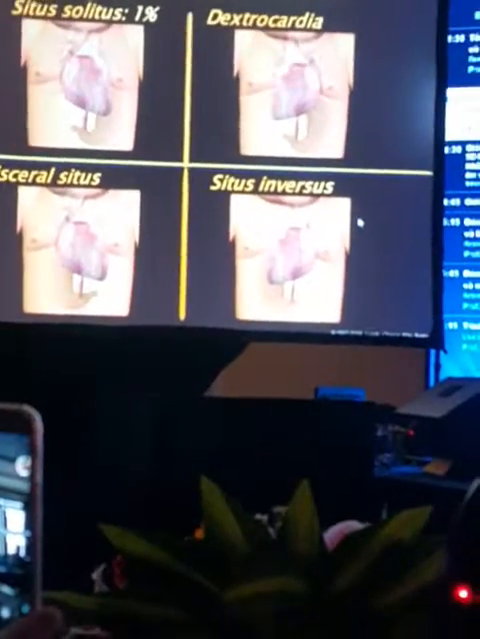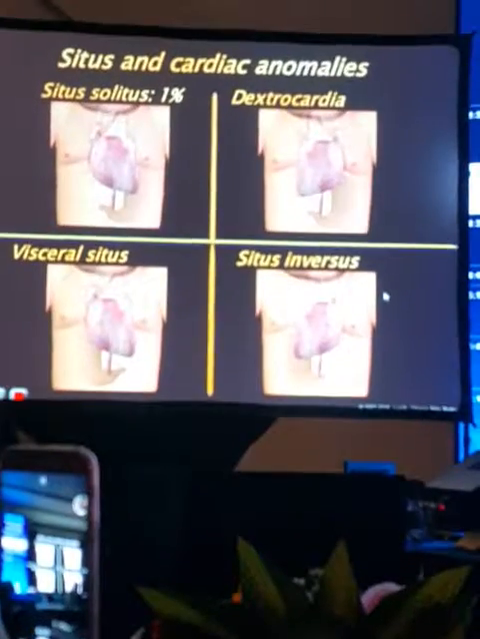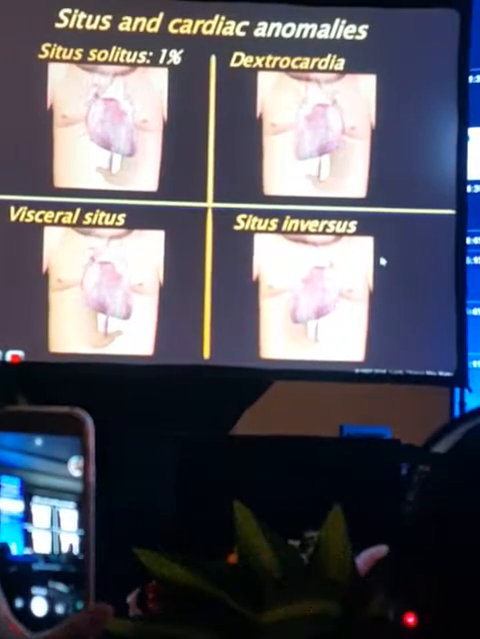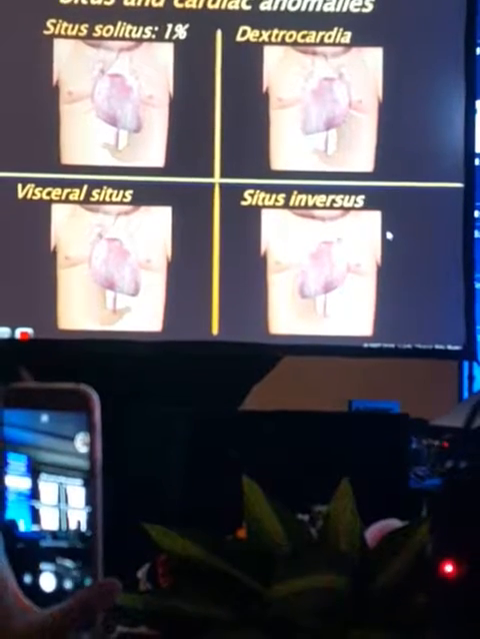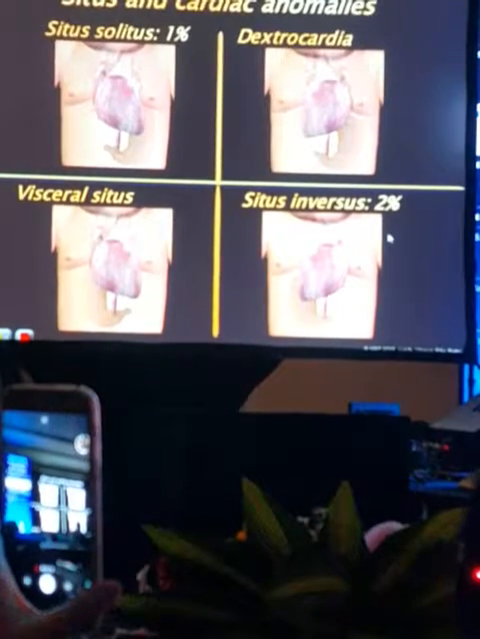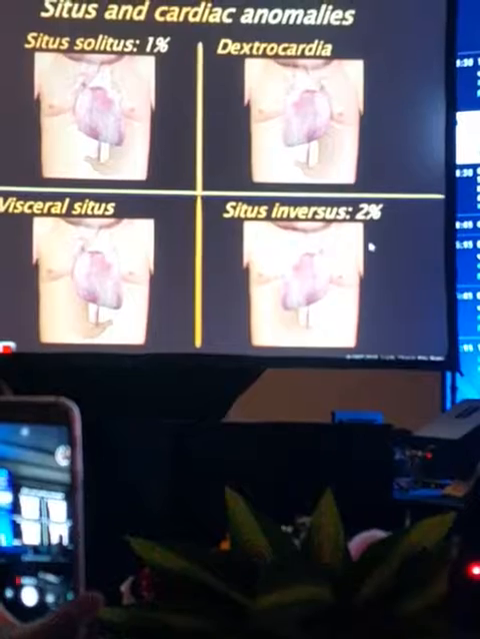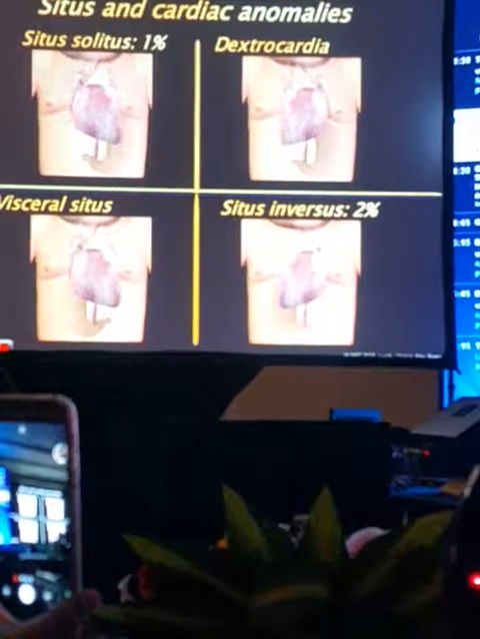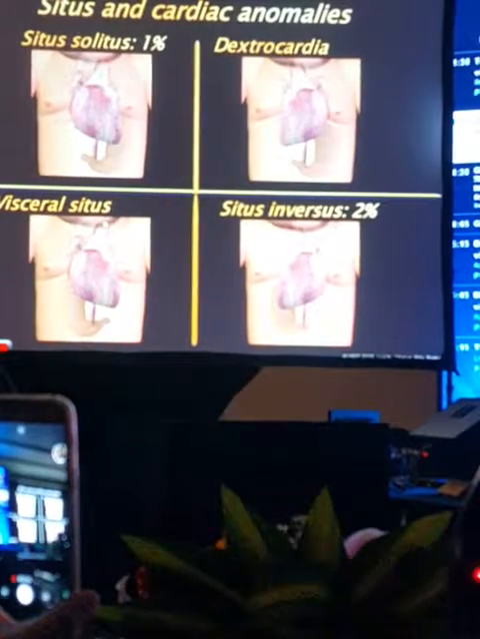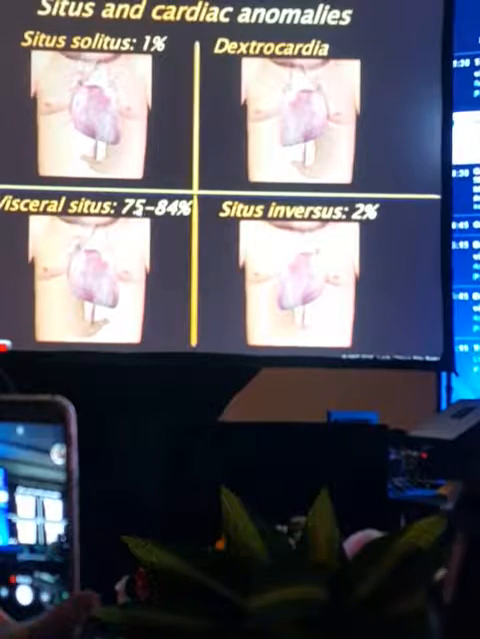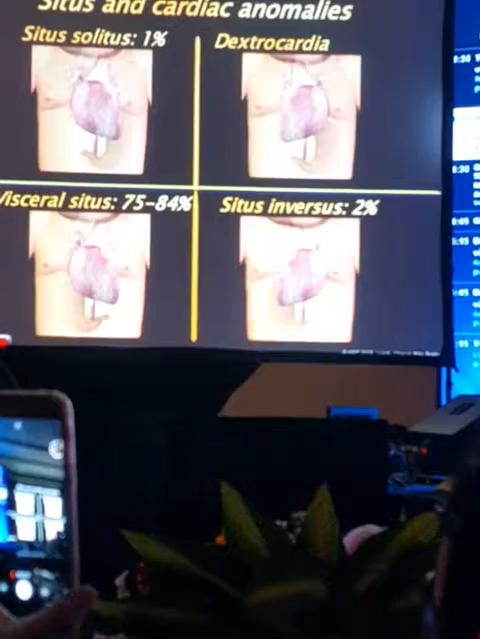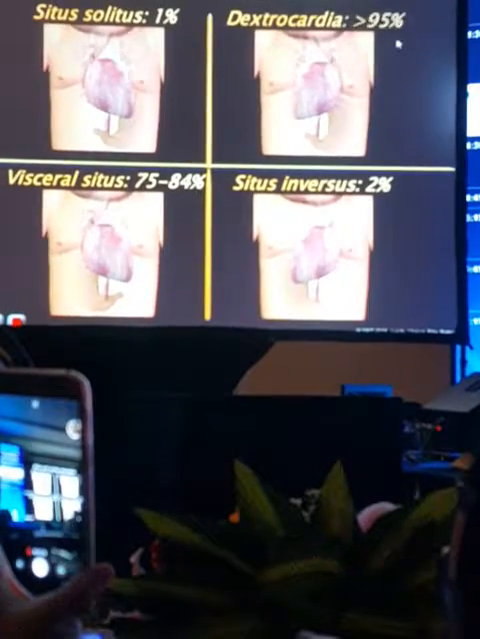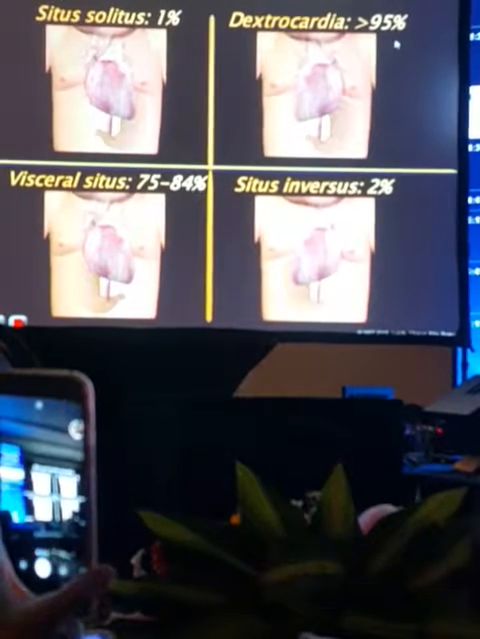This is the hedgehog gene. You can know that this baby will have more cardiac anomalies, twice as many, 2%. But 2% of 1 in 10,000, that doesn't make much of a difference. Where the money is, is in visceral situs. Here, 75 to 84% of these babies have a cardiac anomaly. And in dextrocardia, over 95% of these have a cardiac anomaly.